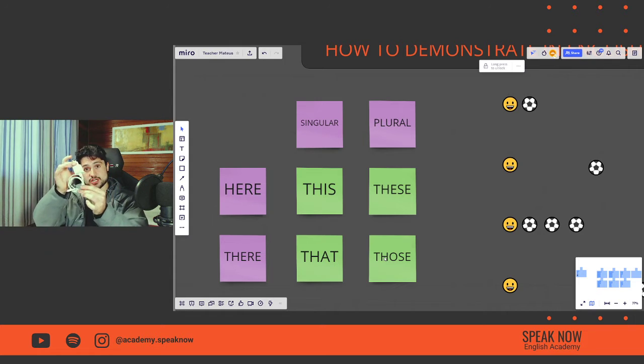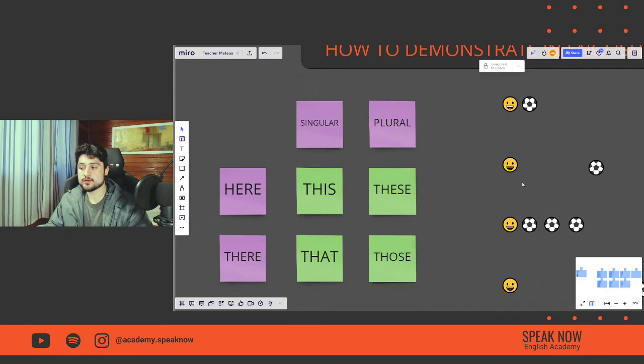This is a charger. Yes, I use it to charge my phone. This is a white charger. This is a pencil case. I am demonstrating. This is a pencil case. And I could say this is a pen. Yes, this is a blue pen.